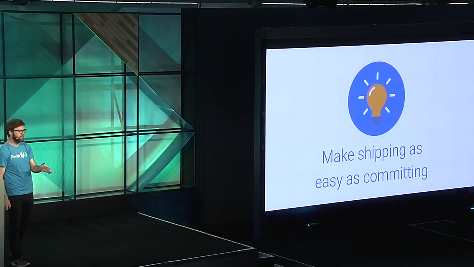So first, we need to be able to get code out quickly. This is step one. We need to make shipping jpeg.cool as easy as committing code. So no Kubernetes commands.